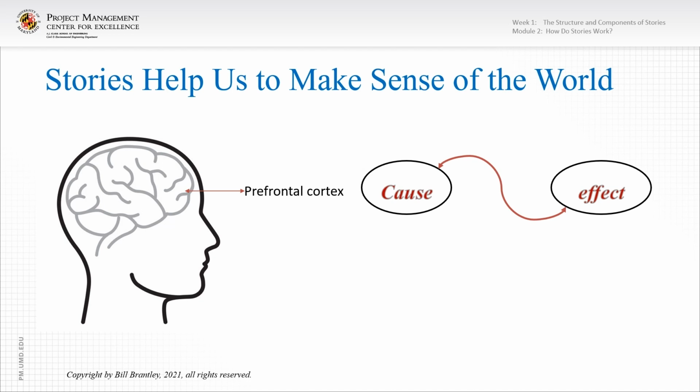So when you take a look at stories, a large part of the structure is about cause and effect. If I do this, what's going to happen? If, then. And that's important because our brains are prediction machines. And stories are good ways for us to encapsulate the lessons that we've learned and how to better predict what's going to happen.